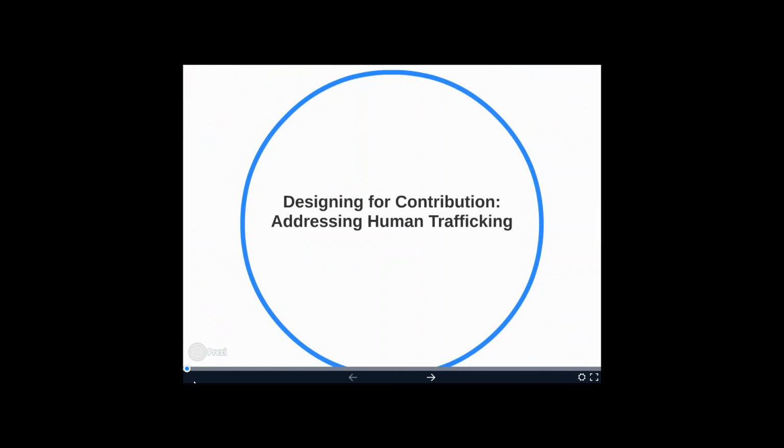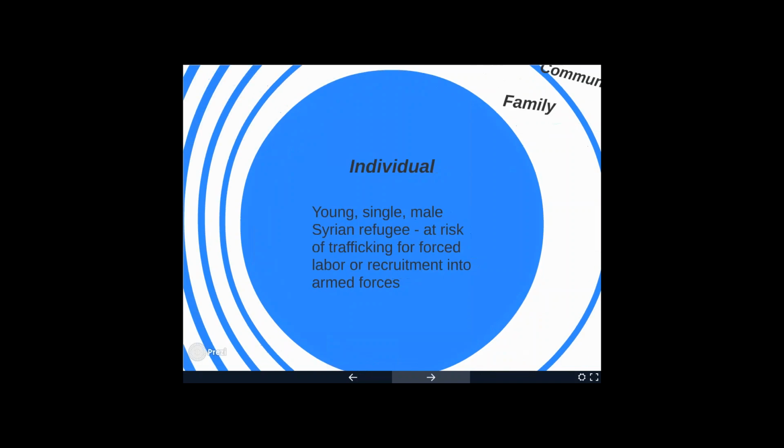If we are looking at designing for contribution and addressing human trafficking, this would be the issue. What we'd like to do is set the stage in terms of what that looks like at the different levels, and who the different actors are who may be engaged in different initiatives to address the threat of trafficking, the vulnerability of different individuals who may be exposed to this, as well as the capacity of individuals to prevent it, or their own coping mechanisms to prevent or stop this type of abuse.